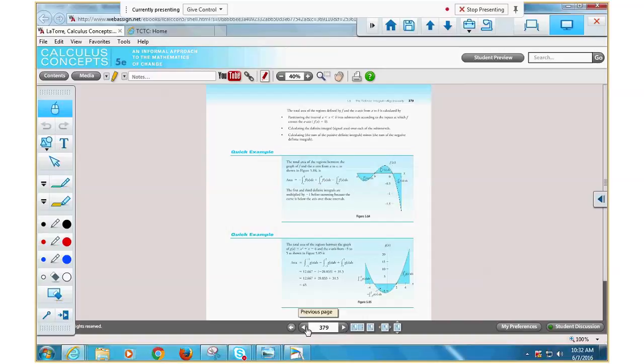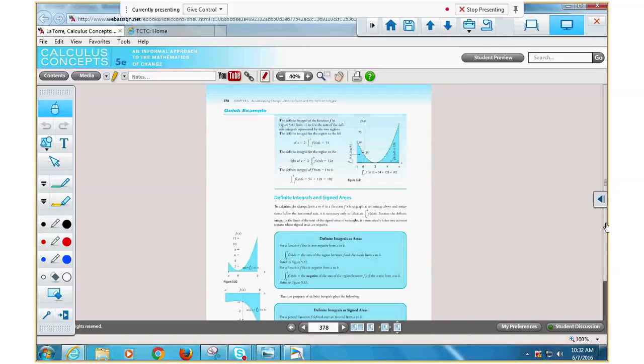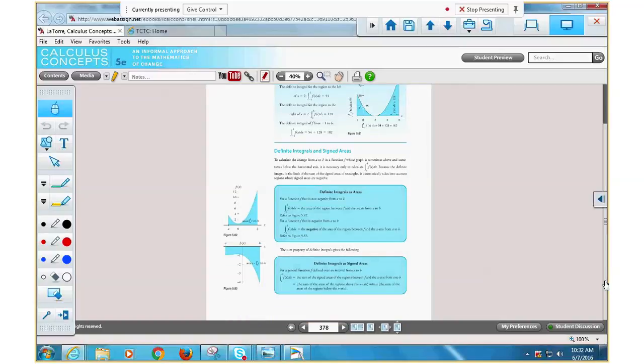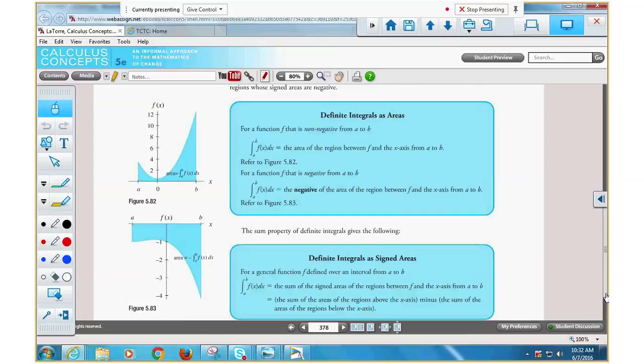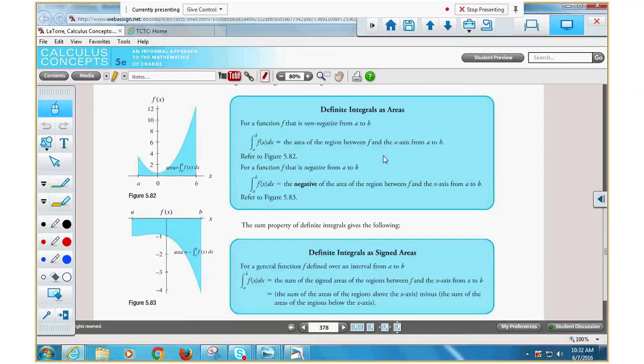There we go. This is on page 378, and it's the definite integrals as areas. And it's talking about above the line and what? Below the line. And it talks about the negative of the area of the region between f of x, blah, blah, blah. And I basically told you that.